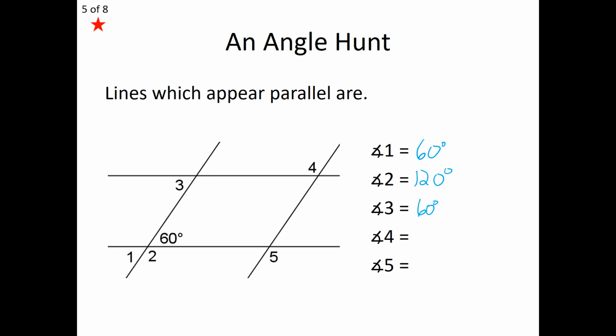Next angle, I'm going to jump down to angle 5. I can call angle 5 120 degrees very quickly because I notice that it's actually corresponding to angle 2, and that means by the CAC, all corresponding angles are equal. And then last but not least, I can call angle 4 120 because 4 and 5 form an alternate exterior angle pair, which means alternate exterior angles are equal by the EAC, the consequence.